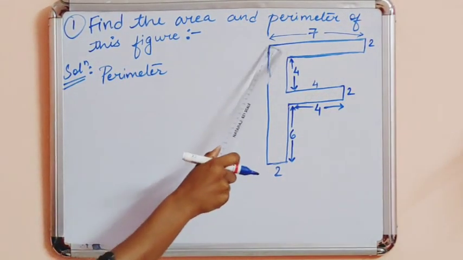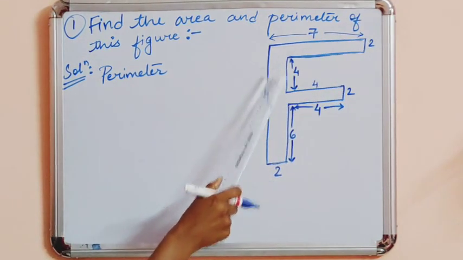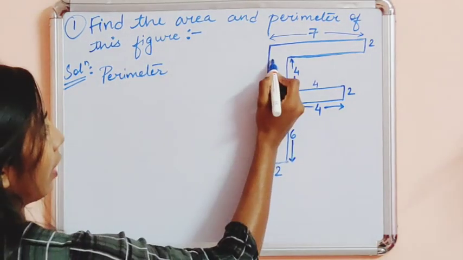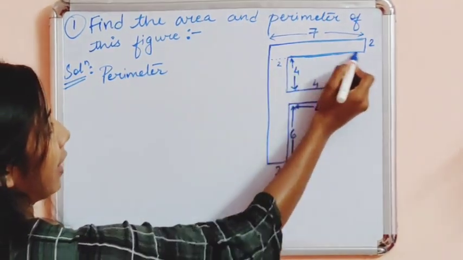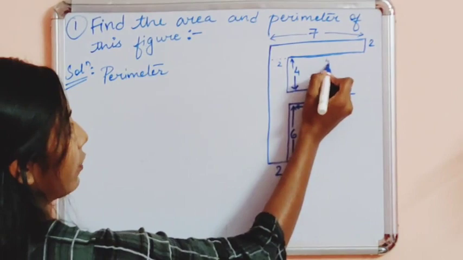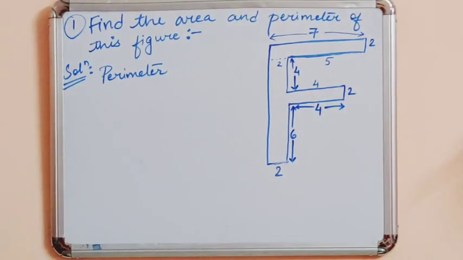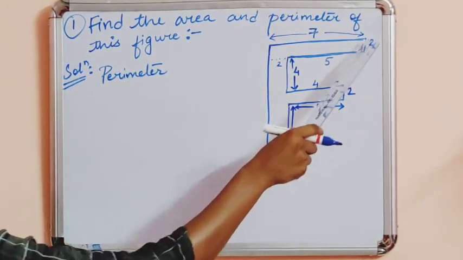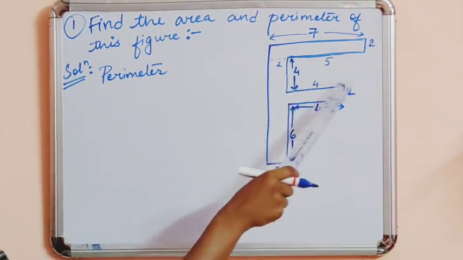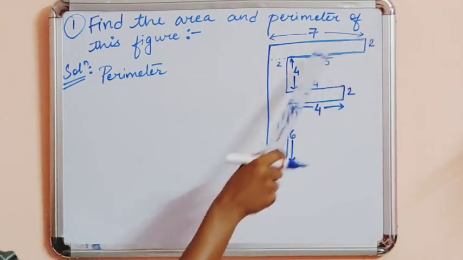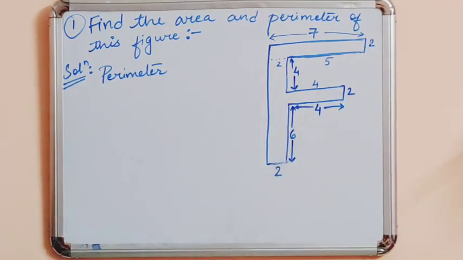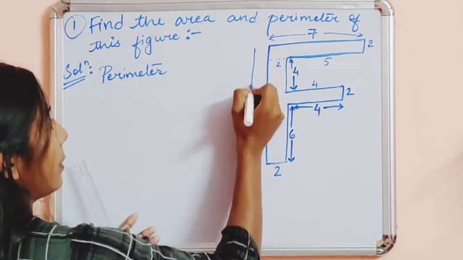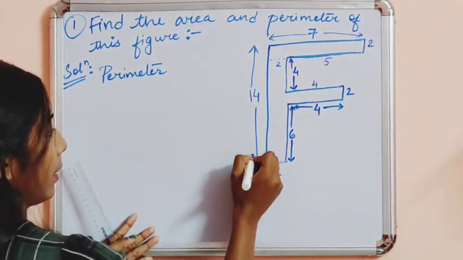And if this line is 7, and this you can say that this is 2, that means this line is also 2. If this line is also 2, so this part will be 7 minus 2, that is 5. And the length of this side will be the addition of all these vertical sides. That is 2 plus 4 plus 2 plus 6. So that comes to 14. So this line will be 14.